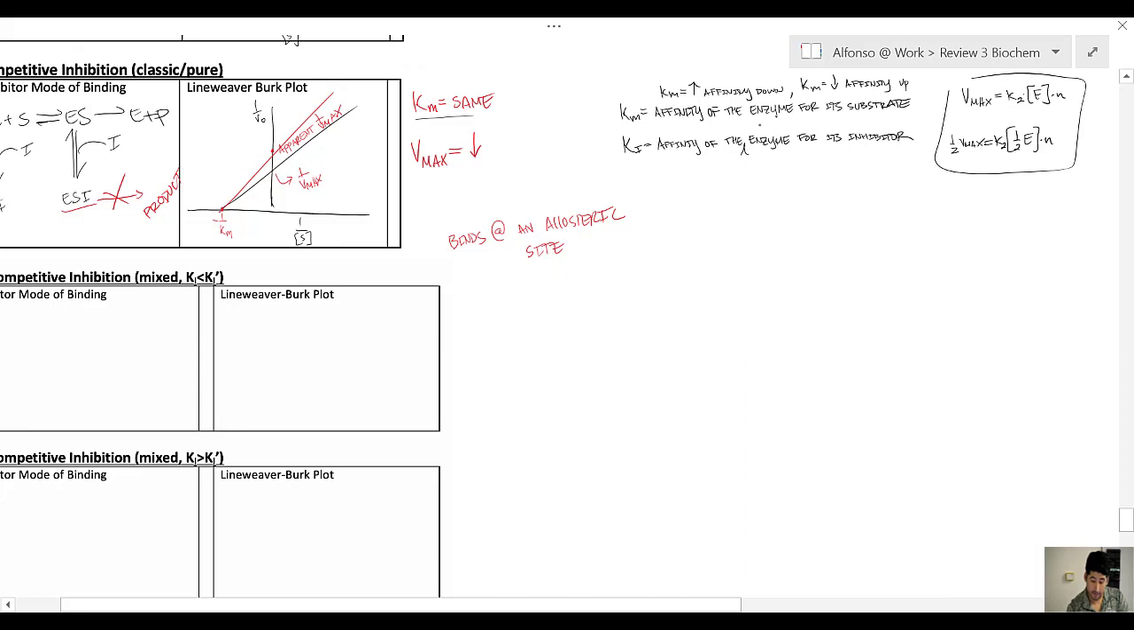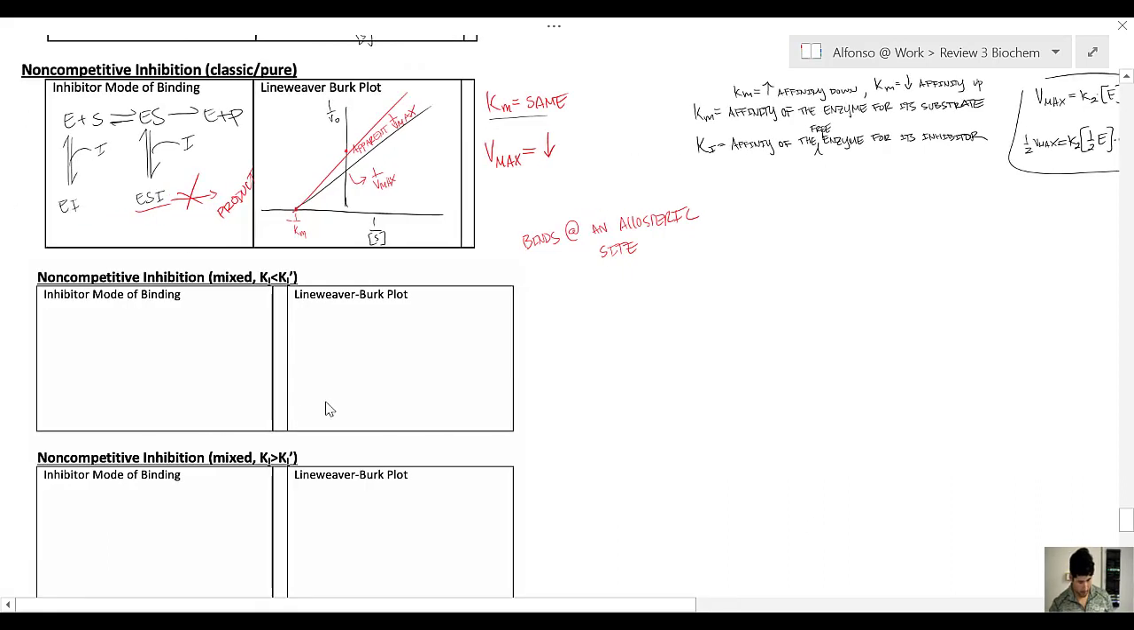All right, so Ki is the affinity of the enzyme for its inhibitor, affinity of the free enzyme. So the free enzyme being this free enzyme right here, not this one. Ki prime is the affinity of the enzyme substrate complex for its inhibitor.